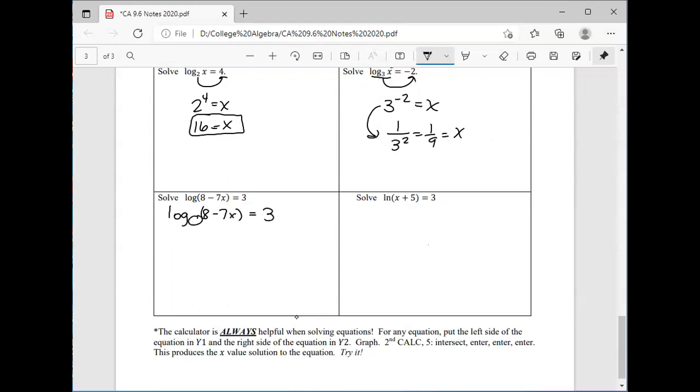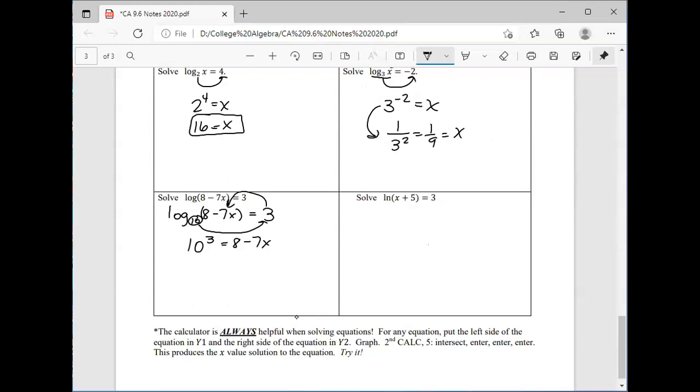I said, start with this first thing, but there's no thing there. If it's a log, what is that? So you're going to say, oh, go 10, skip over the middle, go to the last thing, which is the 3, and then come back to this is equal to 8 minus 7x.